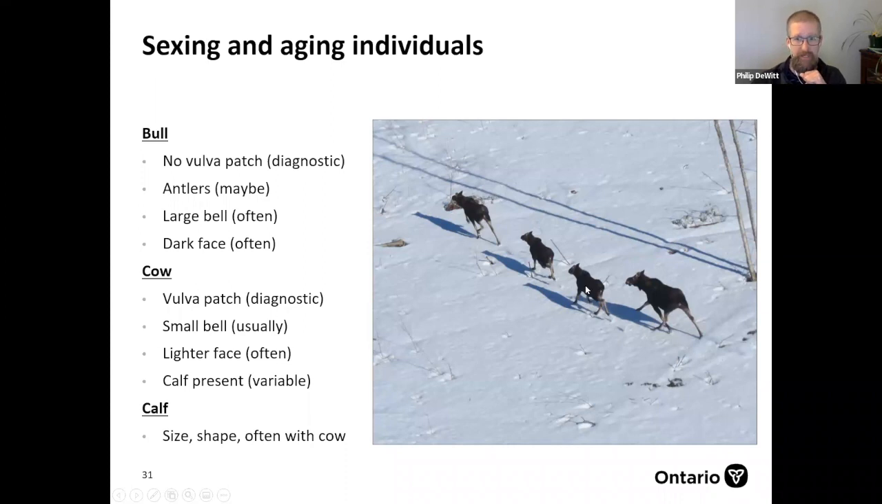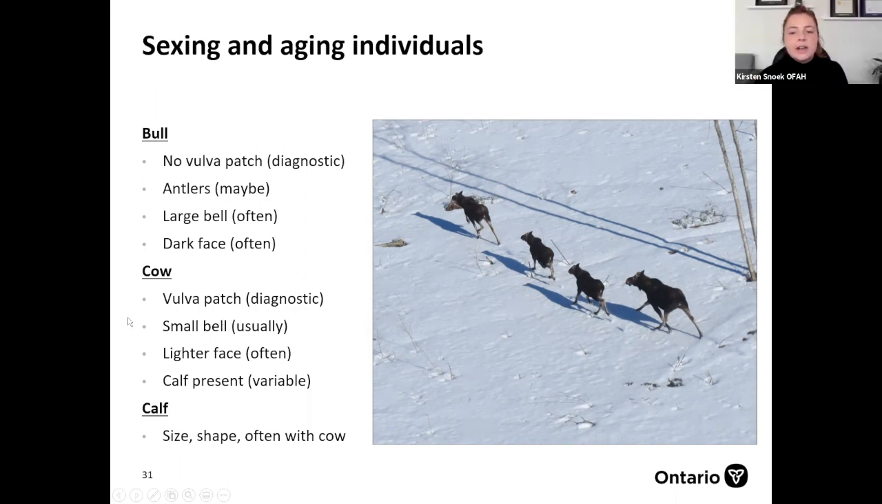And then here you can kind of see in this scenario the body size difference in shape between a calf and a full-grown cow. Just a little bit more compact shape, and length and height, is typically how we identify calves and separate those out from adults.